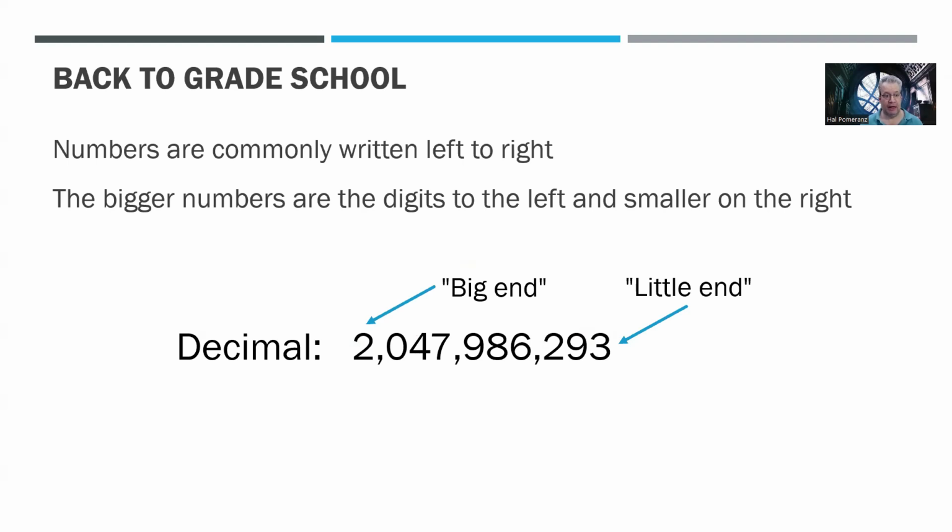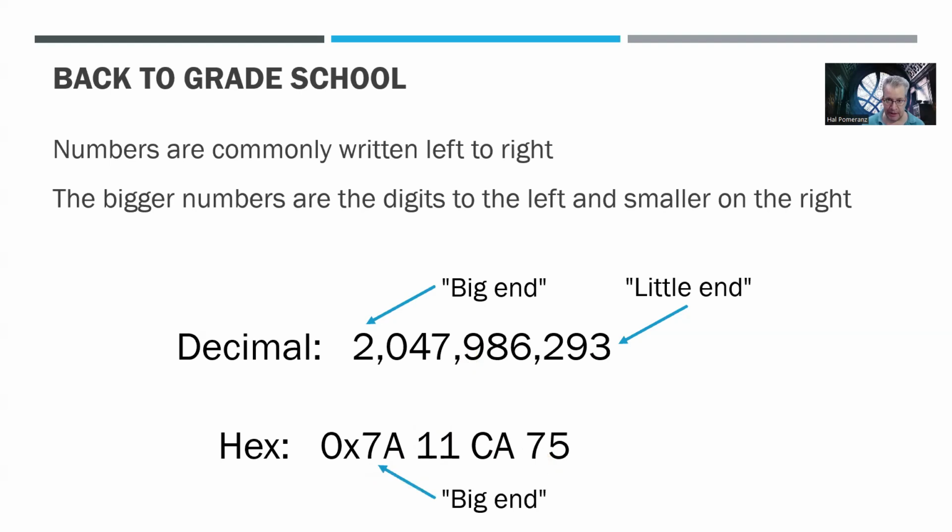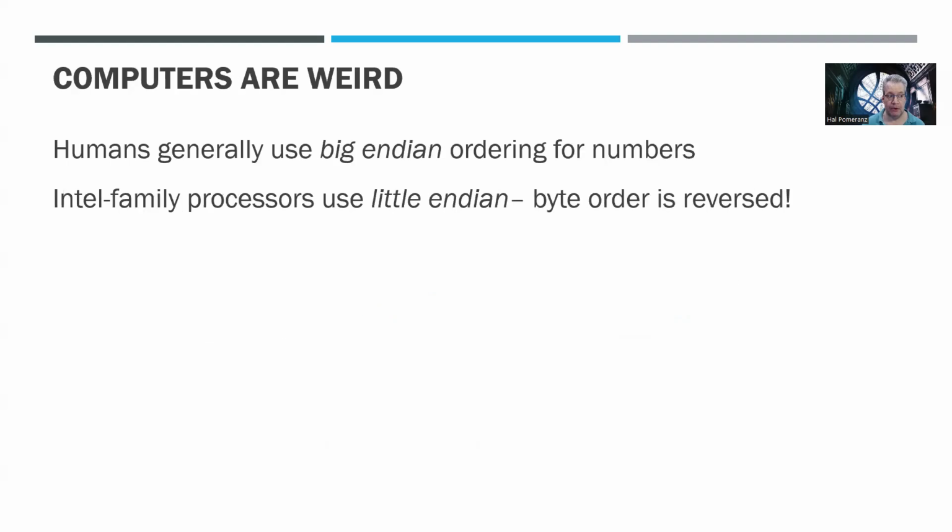Same thing in hex. If I wanted to represent that number in hexadecimal, I'd pop it into my calculator, and at the end of the day, you get a hex number that looks like this: 7A11CA75. That is the hex for this number if you plug it in the calculator. But we're still writing it big end to little end. That's the big end. There's the little end. We as humans generally use what we call big endian notation, big end to little end.